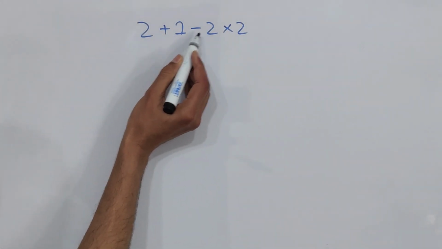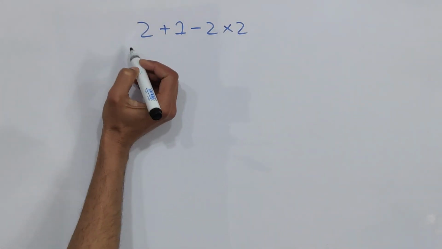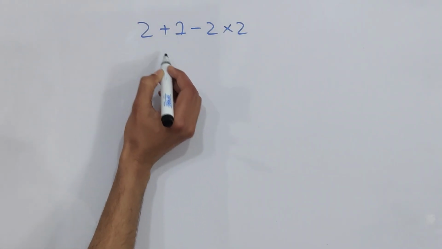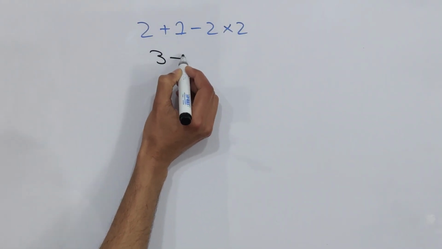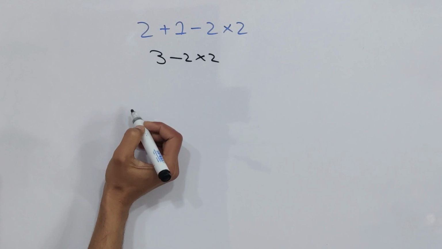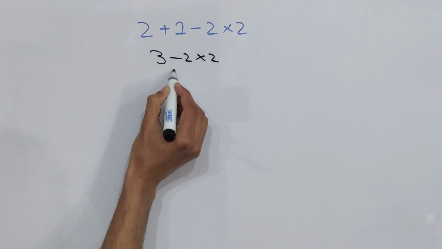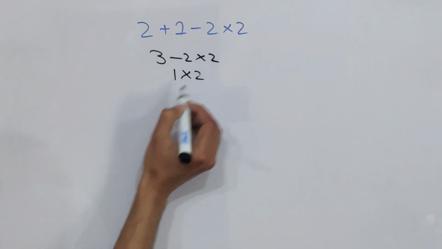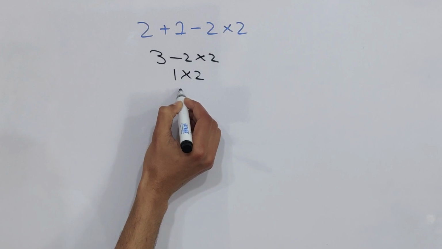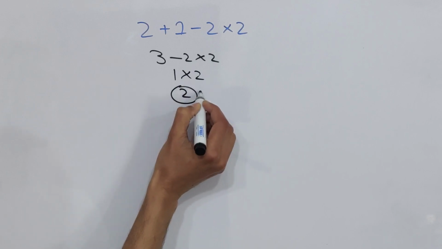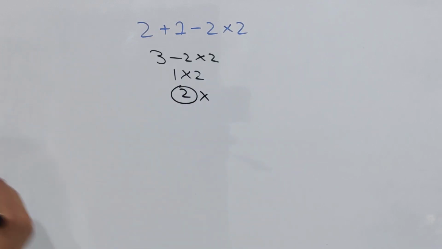2 plus 1 minus 2 multiply 2. Okay, 2 plus 1, 3 minus 2 multiply 2. Now 3 minus 2, 1 multiply 2. Now 1 times 2, 2. This is the incorrect answer.